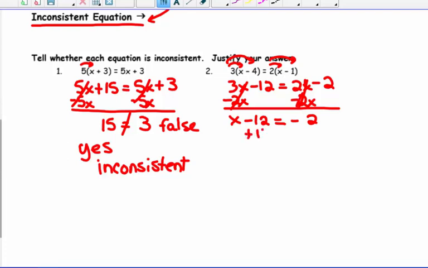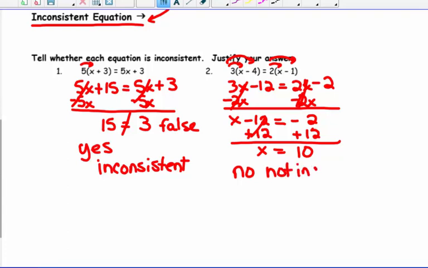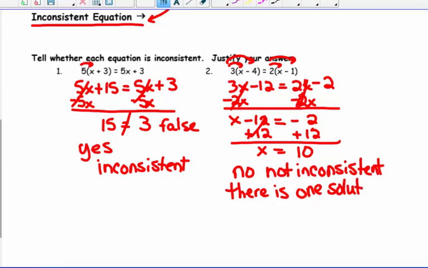And adding 12 to both sides, I get x equals 10. Negative 2 plus 12 is 10. So it has a solution. So it's not inconsistent. So the answer to tell whether it's inconsistent is no, not inconsistent, because there is a solution. There is one solution, justifying my answer, like we've seen in most of our equation solving so far.